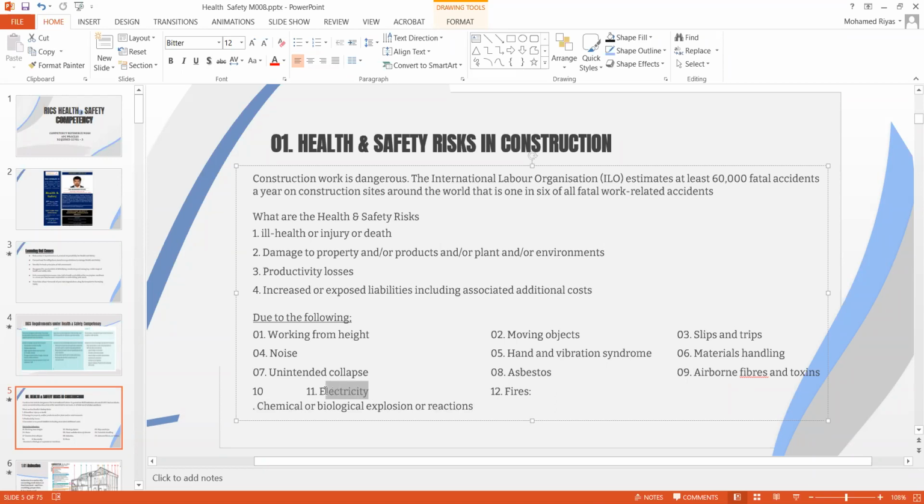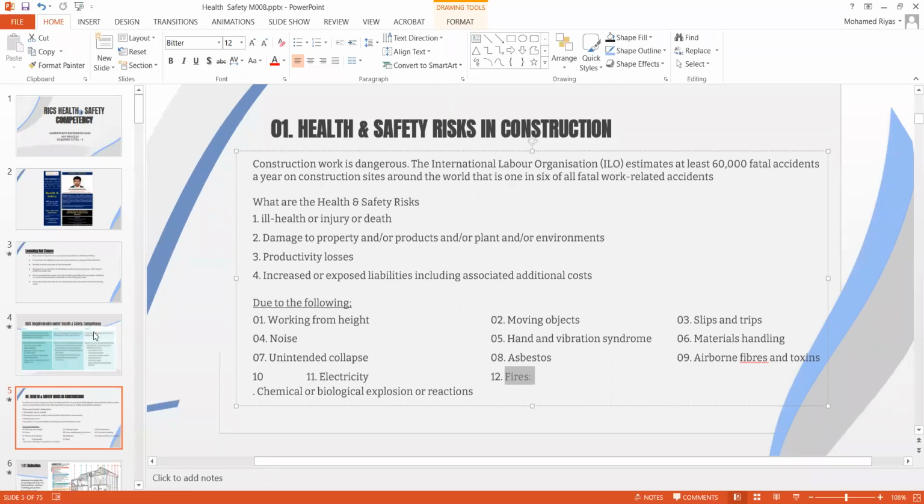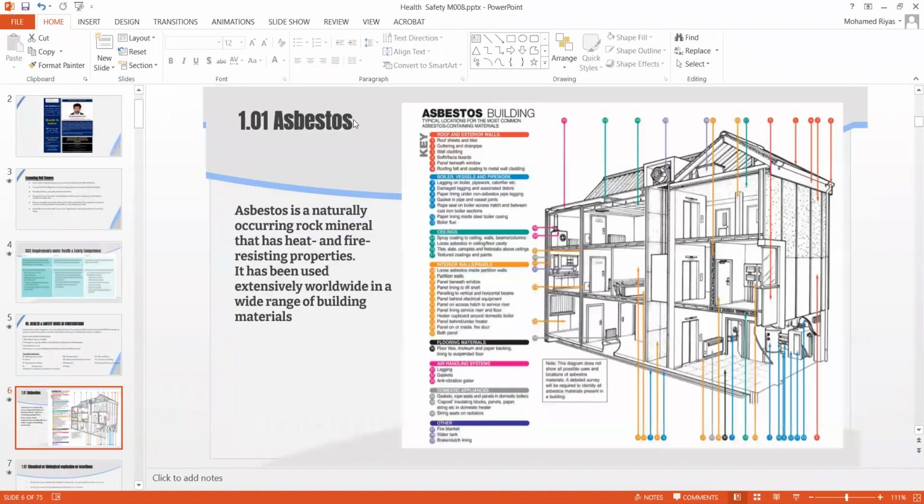Then again, electricity can cause safety related issues at site or in any construction project. Then the twelfth, the last but not the least, is fires. There are a few landmark incidents that happened in the UAE. Fire can cause health and safety risk to any construction project. Now let's look at a few of the categories we discussed in detail, to see how they can influence health and safety at site.